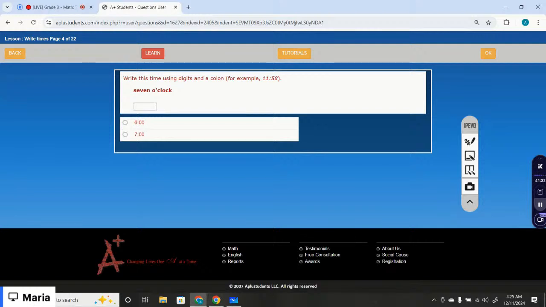Write this time using digits and a colon. 7 o'clock, which is the correct option? That is the second one. Very good. Option number two is the correct option.